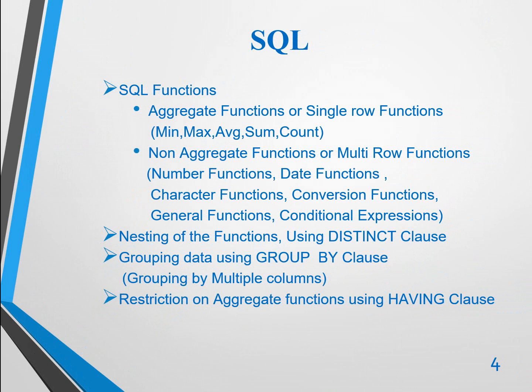SQL functions are divided into aggregate functions, which are also called as single row functions, and non-aggregate functions, which are called as multi-row functions. So single row functions contain min, max, average, sum, and count. And multi-row functions are again divided into number functions, date functions, character functions, conversion functions, general functions, and conditional expressions. Then nesting of the functions, then using distinct clause, and then comes grouping the data using group by clause. And how do we group? By multiple columns. Then we have a having clause to restrict data on aggregate functions.